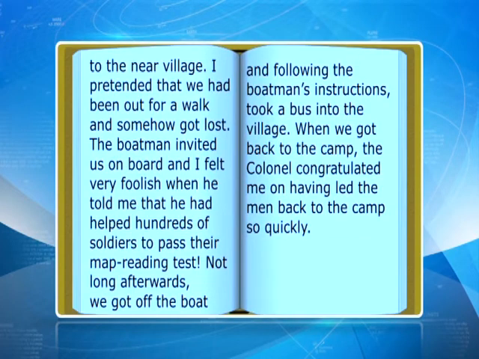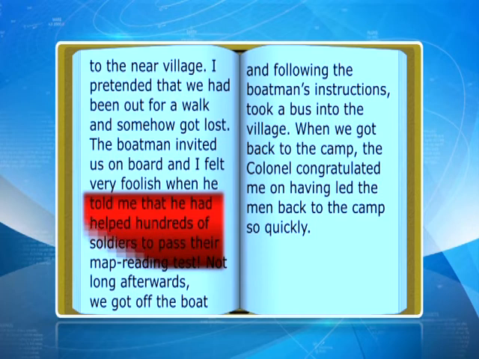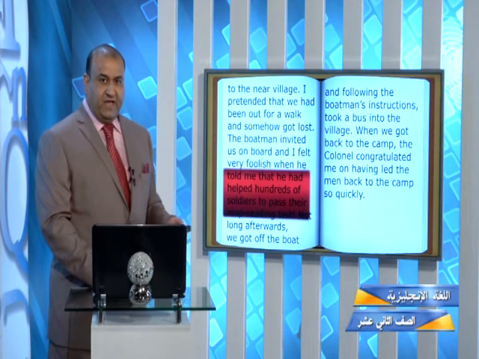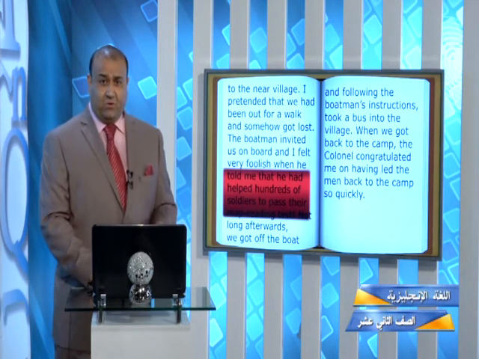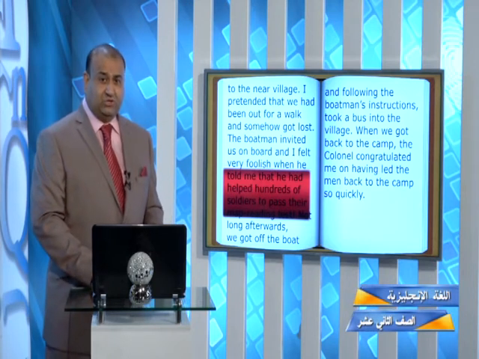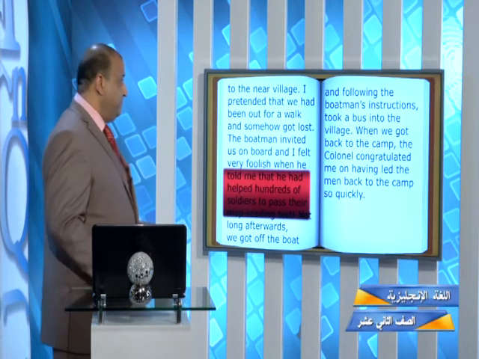Let's justify. This is our justification. "I felt very foolish when he told me that he had helped hundreds of soldiers to pass their map reading test." So it's clear here that the boatman has discovered that this narrator, or this leader of these soldiers, is telling lies to him.